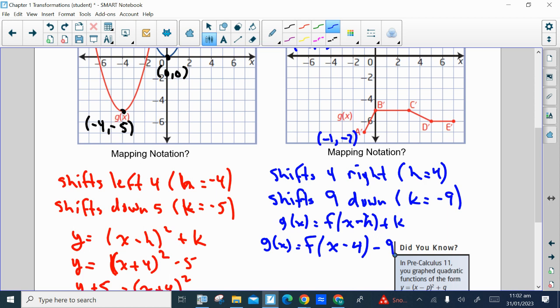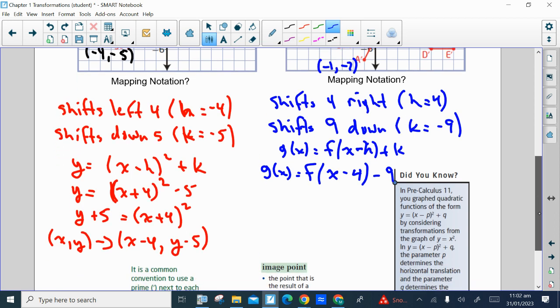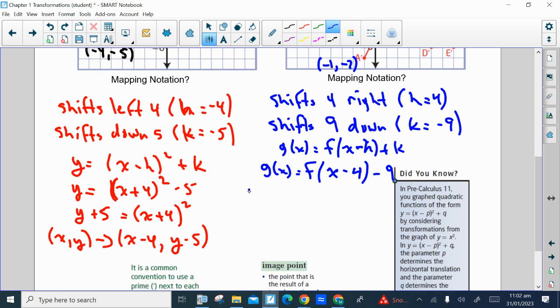And so our h value is positive 4. When you have x minus h and you replace the h with 4, it becomes x minus 4 inside the brackets. And then the 9 is at the end, the minus 9. K is outside the brackets. So our mapping notation here: as we went 4 to the right, we're adding 4 to the x values. 9 down means we're subtracting 9 from the y values.